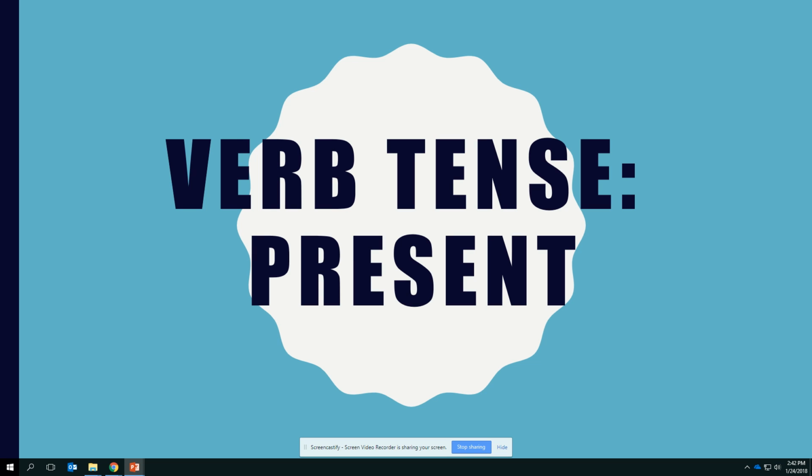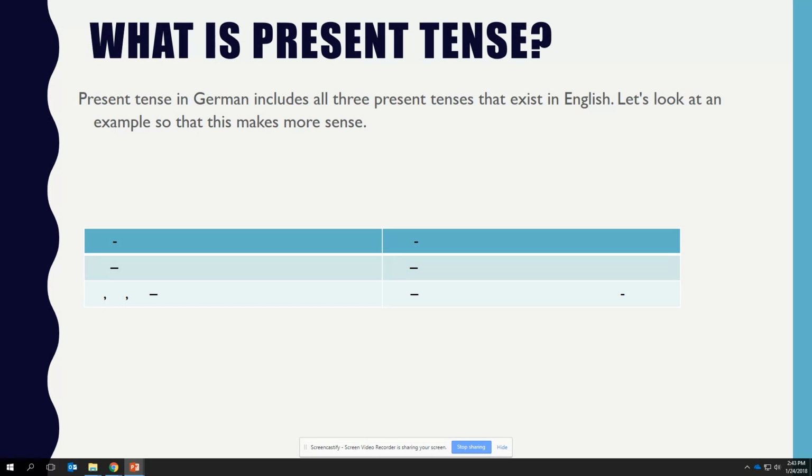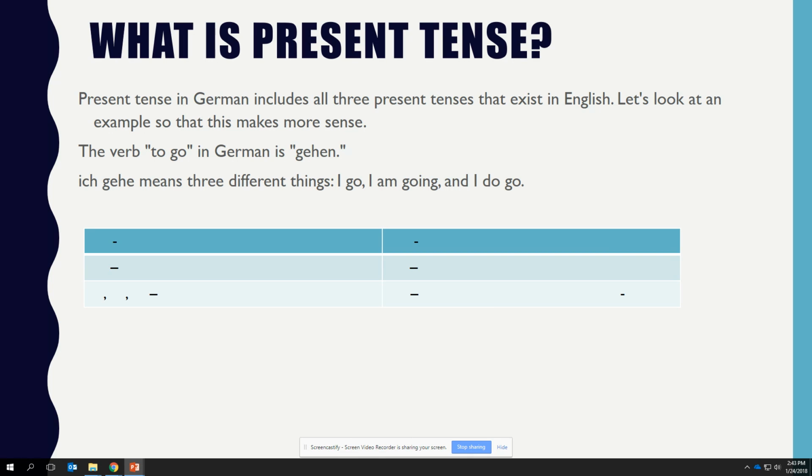We're going to discuss verb tense and start with present tense. What is the present tense? The present tense in German includes all three present tenses that exist in English. Let's look at an example so that this makes more sense. The verb to go in German is gehen. Ich gehe means three different things: I go, I am going, and I do go.